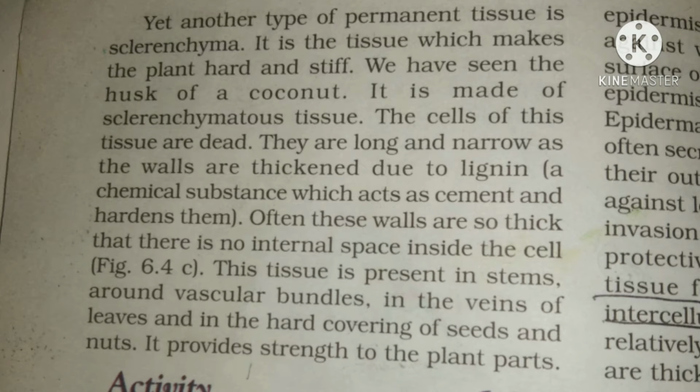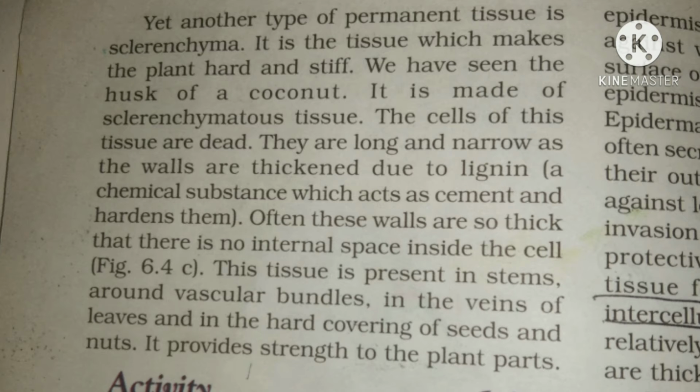Sclerenchyma tissue makes the plant hard and stiff. So if you have ever seen the husk of a coconut, that husk is made up of sclerenchyma tissue. Now the cells of this tissue are long and narrow. Its walls are thickened due to lignin. Lignin basically is a chemical substance which acts as a cement. Lignin is responsible to make the plant hard and stiff.